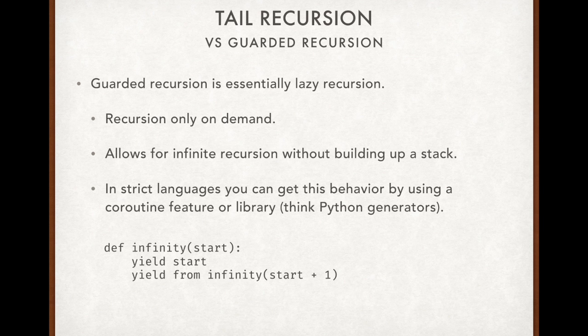So you'll see here's an infinite recursive function in Python that's lazy. I don't know if you're familiar with Python, but you call this function, and what you get back is a generator. And if you grab a value off of it, you get start. And if you grab a value again, you get start plus one. And if you grab a value again, and so on. Even though this function is infinitely recursive on itself, it doesn't build up any stack. So that's kind of how Haskell works for everything, not just for generators.